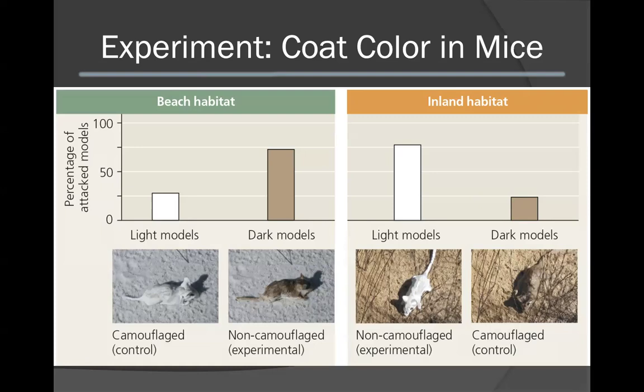However, in the inland habitat, we have the opposite. In this habitat, there's more vegetation. And so in this instance, the camouflage mouse or control mouse would actually be the dark model, whereas the treatment mouse would now be the light model or the white mouse. So in the inland habitat, you can see that there is a much higher percentage of attack on the light-colored mouse. So we would be able to conclude from this experiment, after you did the statistics of course, that coat color does affect the mouse and does affect their survival rate.